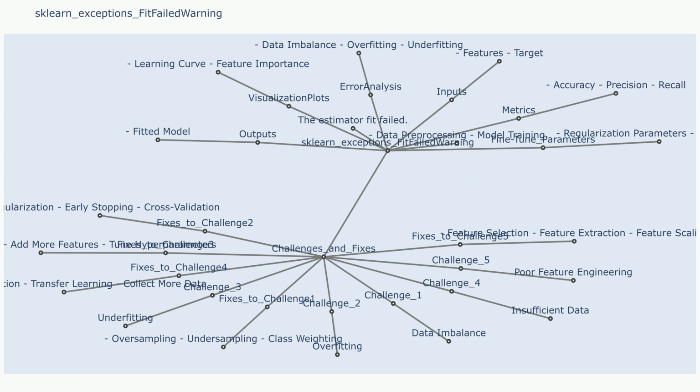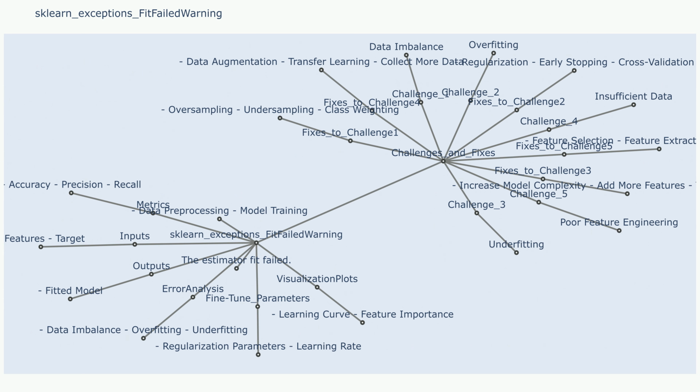Learning rate: this parameter controls the step size during optimization. A smaller learning rate can lead to slower convergence but may improve stability. Number of iterations: this parameter specifies the maximum number of optimization steps allowed. Increasing the number of iterations might improve convergence but can also lead to longer training times.